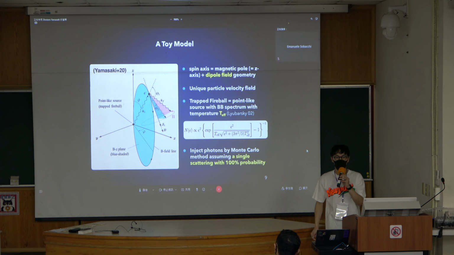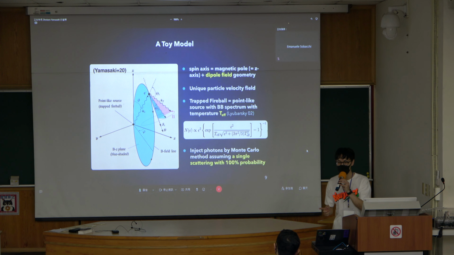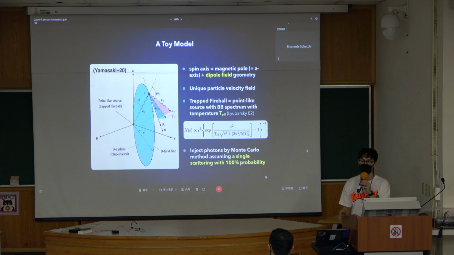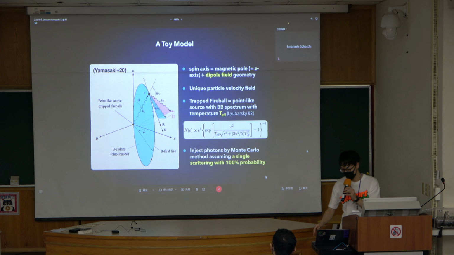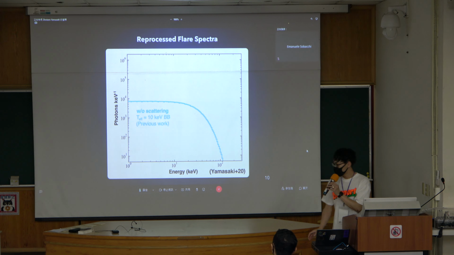And by using Monte Carlo simulation, we prepare many photons according to this spectrum, then we can calculate for each photon which energy it attains after this process. And we consider a very simple assumption. Any photon experiences one-time scattering. It could maybe experience multiple scattering, but for the first step to understand this kind of process, we consider only one-time scattering with 100% probability. So let's see the result.